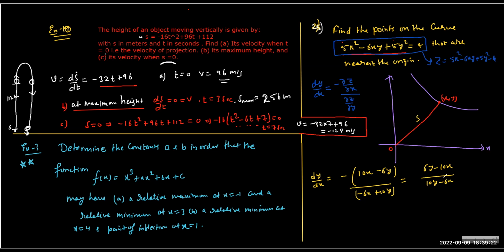So when will this be 0? Tell me. When the numerator is 0, right? Yes, sir. So dy by dx is 0 implies 6y equals 10x, which is y equals 5 by 3 x. So this line will cut the curve, and the point of intersection of this line with the curve will give you the nearest point. Fair enough.